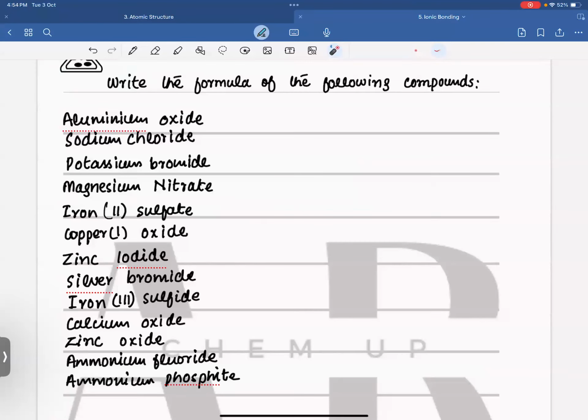So, if you see, aluminium is in group 3, gets a 3 positive charge, and oxygen is in group 6, gets a 2 negative charge. So it will be Al2O3. Okay. For the ones left, Khatija, you can WhatsApp me, and you both, just note down all the names and do it before tomorrow's class, okay?